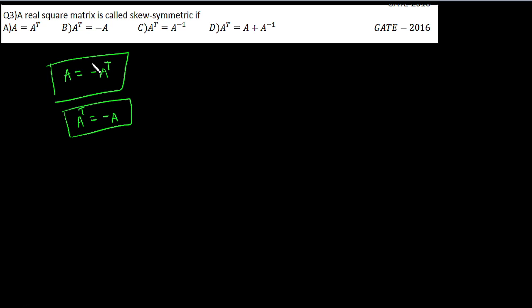If any matrix is the same as the negative of its transpose, then we call it skew symmetric. Or you can write it the other way, like A transpose equal to minus A. So we can say that condition B is the correct one that describes the skew symmetric matrix.